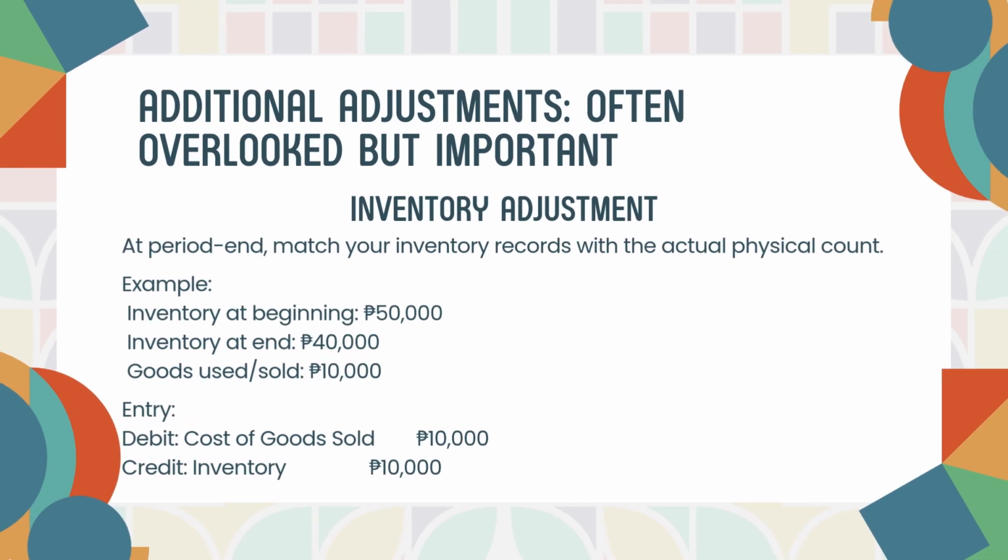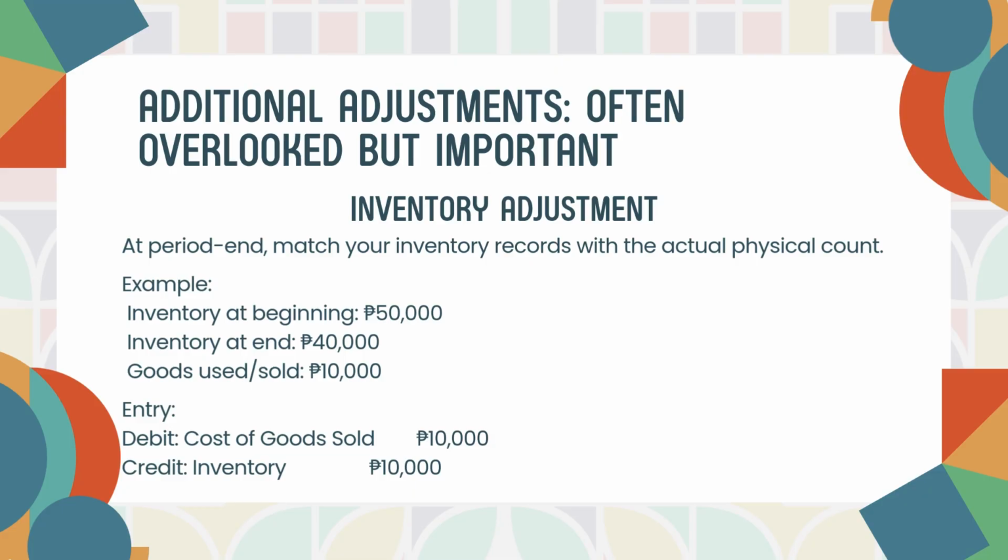Additional adjustments, often overlooked but important. These are not always on the radar of beginner bookkeepers, but they're vital for accurate reporting. Inventory adjustment. At period end, match your inventory records with the actual physical count. Example, inventory at beginning, 50,000. Inventory at end, 40,000. Goods used or sold, 10,000. Entry, debit, cost of goods sold, 10,000.